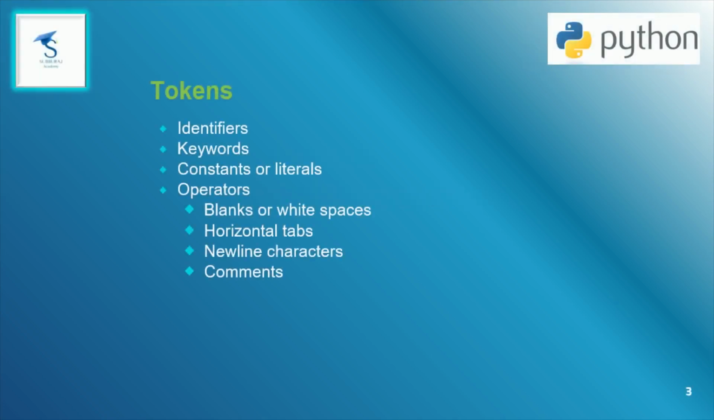Every programming language has a set of rules. Programming is carried out using many atomic elements. They are called tokens. You see the different types of tokens available in Python in this slide.